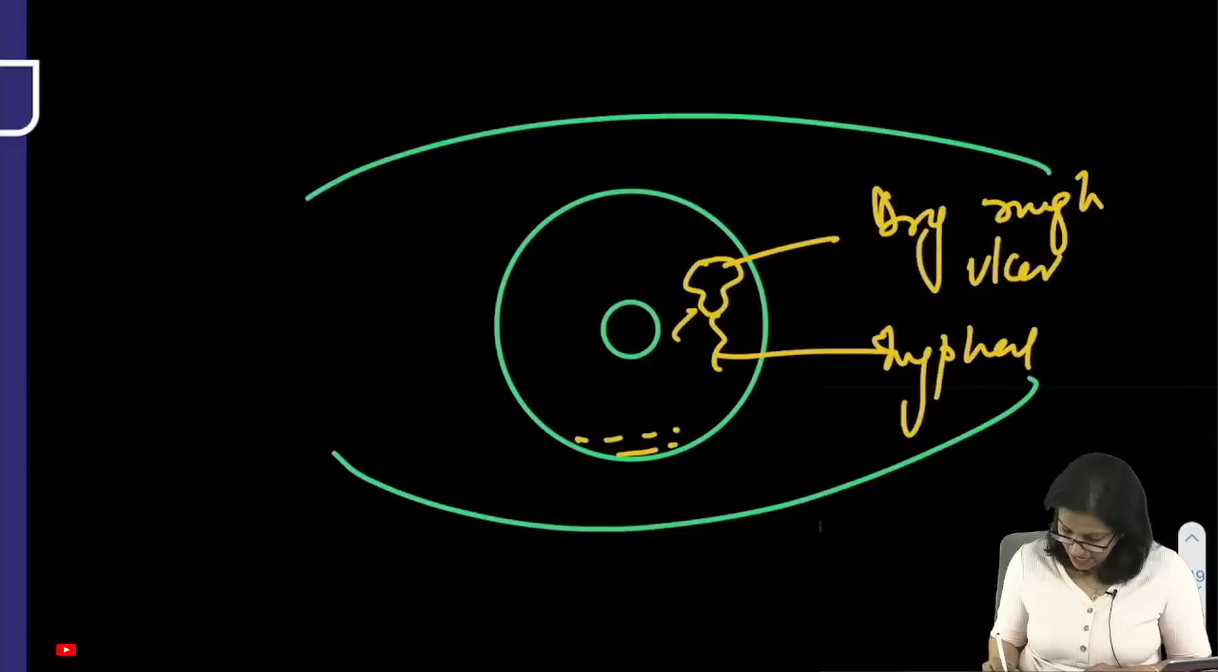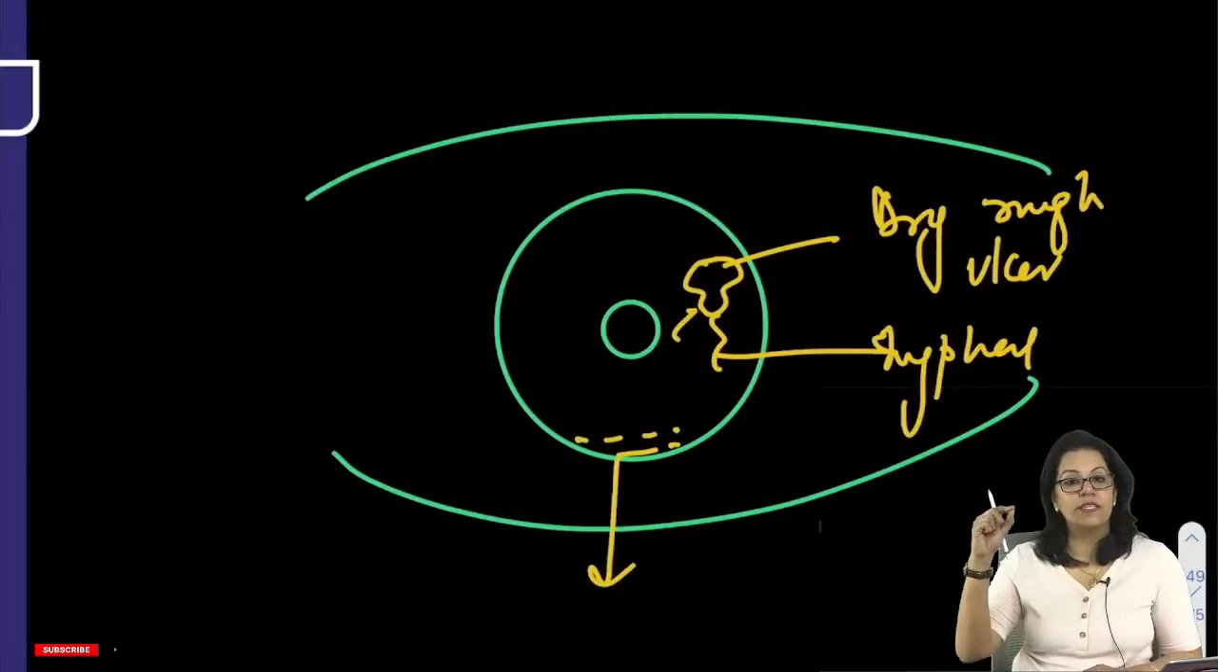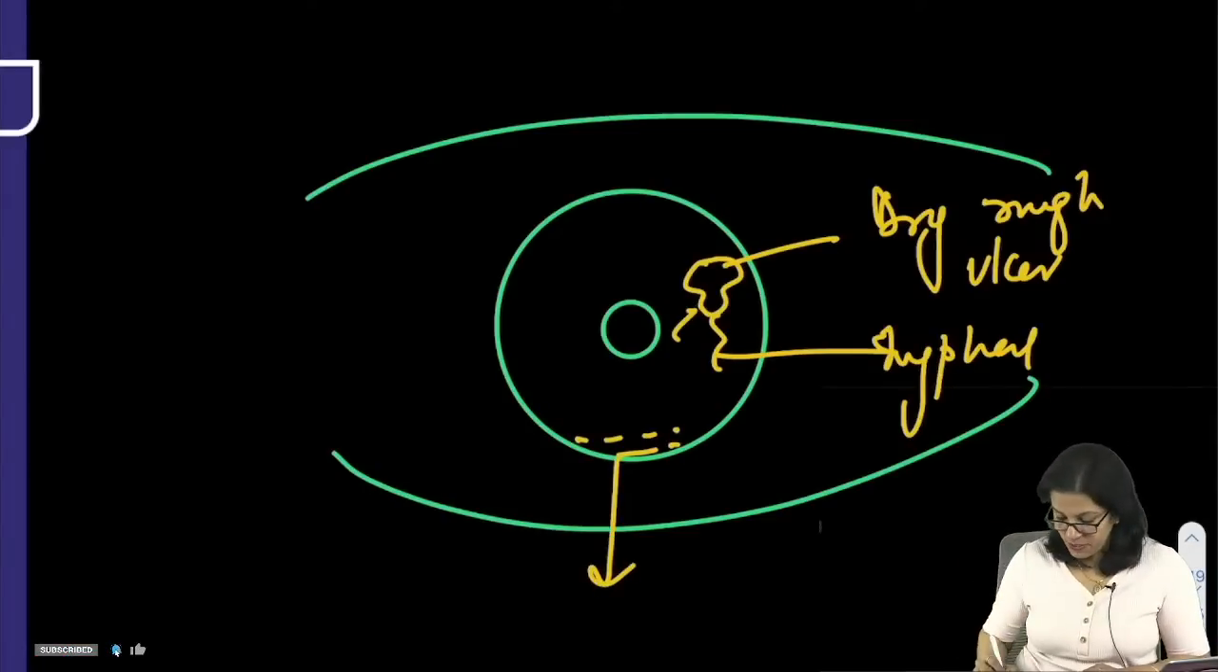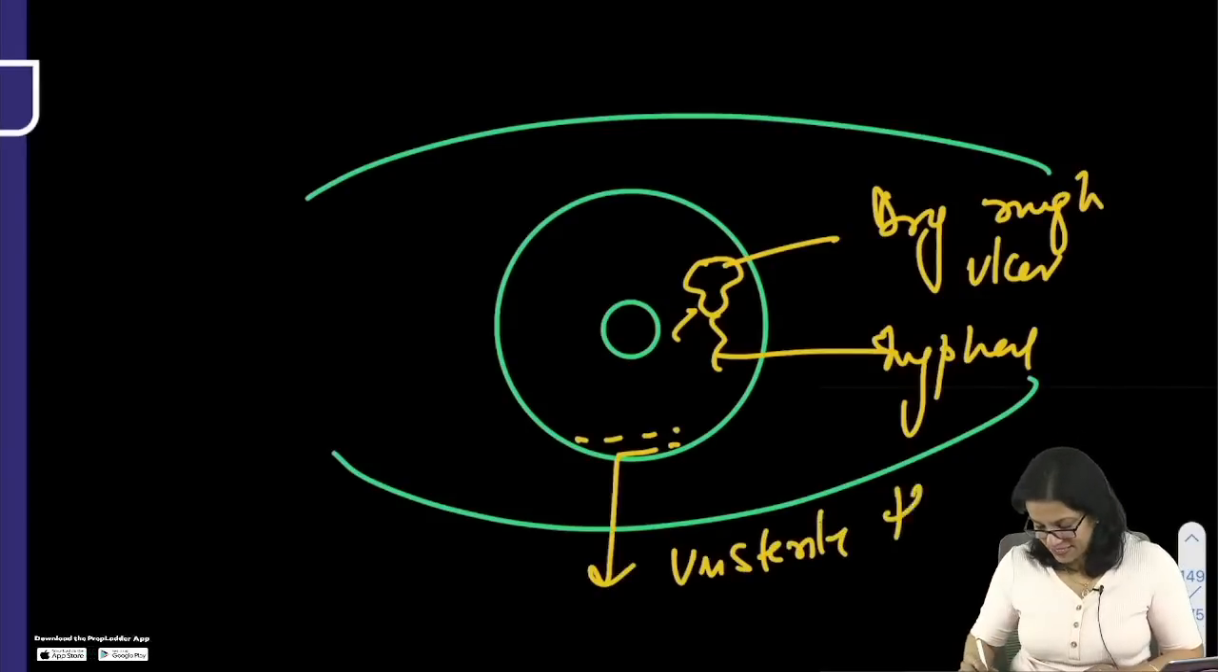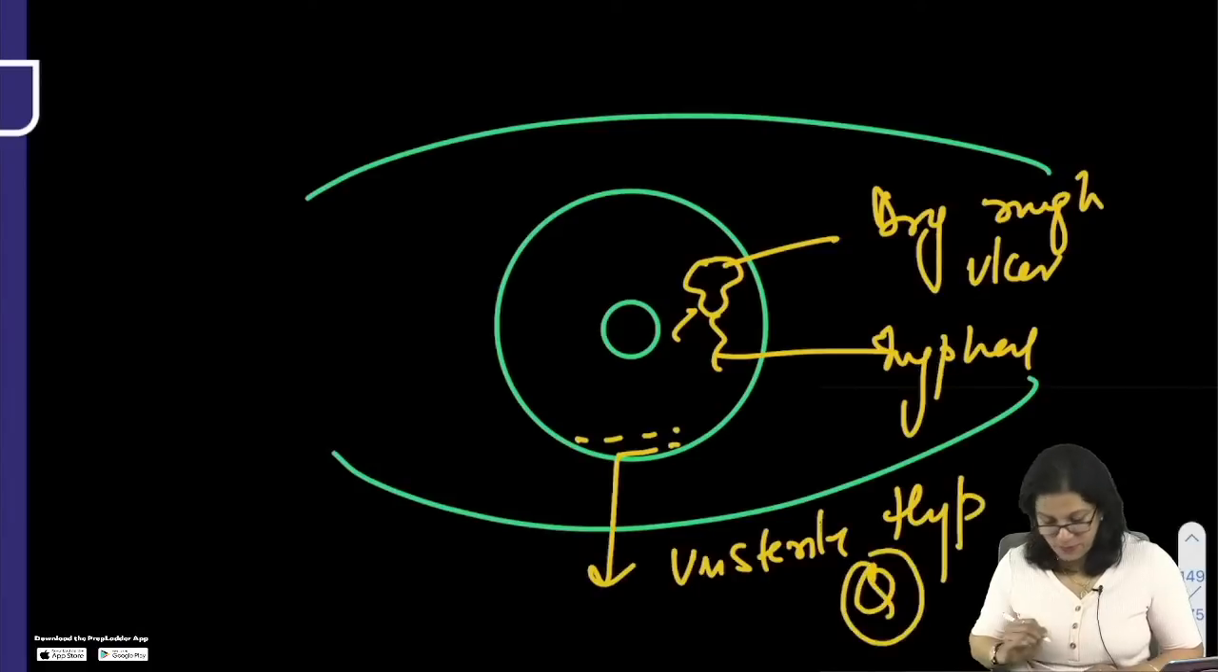Then another question is on hypopion. Fungus can penetrate the cornea and go inside the anterior chamber. So it's an unsterile hypopion. In bacterial it was sterile, remember this. Unsterile hypopion is an exam question.